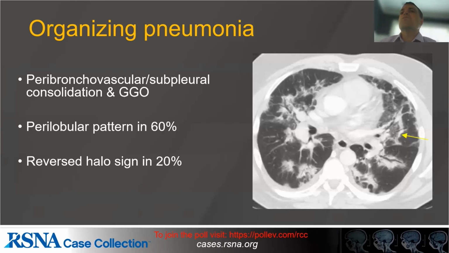But remember, organizing pneumonia can be caused by a wide variety of insults, in this case, associated with the patient's inflammatory bowel disease. The typical manifestations are very varied. And so we often will see peribronchial vascular or subpleural consolidation in ground glass opacities. We see this perilobular distribution in about 60% of cases. Again, where that organizing pneumonia manifests in surrounds those secondary lobules. And then we see the reverse halo sign in about 20% of patients.